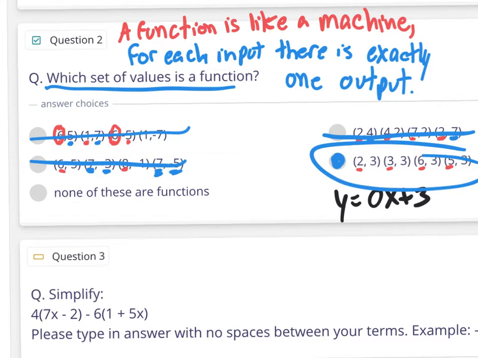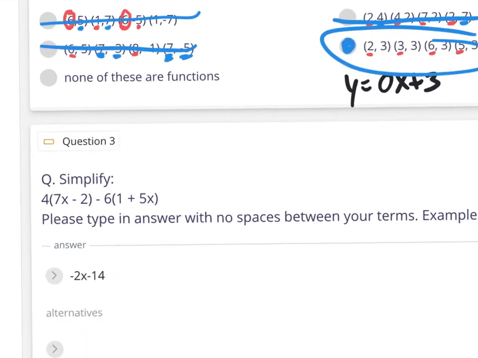And again, on these type of questions, just remember, as long as you don't plug in the same input and get out different outputs, then you're good, okay? Let's move on to number 3.